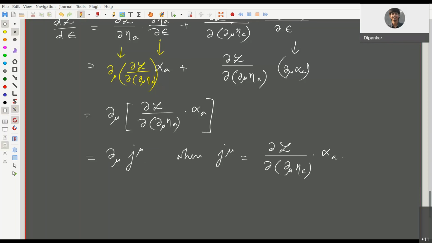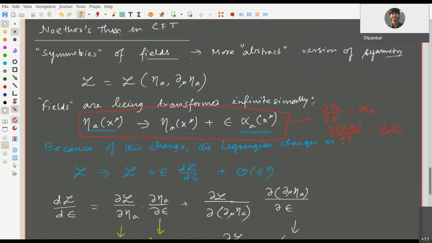Now comes the familiar thing. If this change in eta is a symmetry operation, if this thing in the red box is a symmetry operation, so if you make this change to your fields and that is a symmetry operation, then that means that because of this change in fields, my Lagrangian does not change, at least up to the first order. That means this dL/d epsilon should be 0.